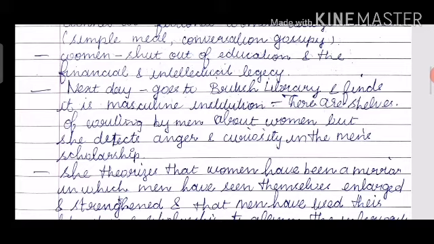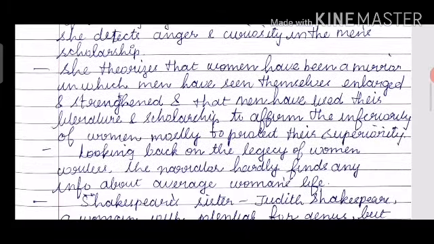There are so many feminists who have spoken about men's language, the male gaze and all. They say that men write in a language in order to isolate women. That is the same point that Virginia Woolf also conveys. She theorizes that women have been a mirror in which men have seen themselves enlarged and strengthened, and that men have used their literature and scholarship to affirm the inferiority of women, mostly to protect their superiority.